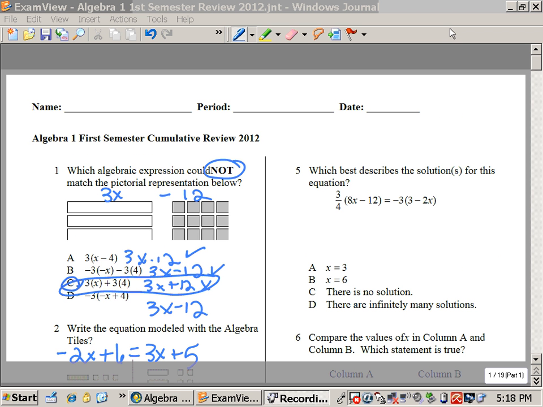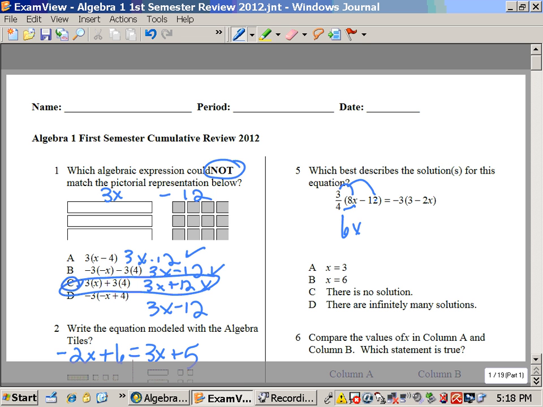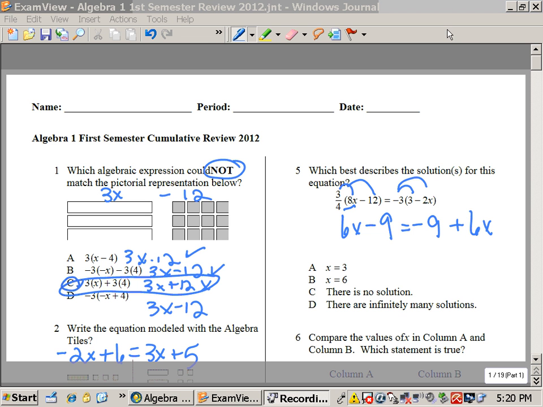Number 5, I need to distribute first. So I'm going to multiply 3 times 8, which gives me 24. Divided by 4 is 6x. 3 times 12 is 36. Divided by 4 is 9. On the right-hand side, negative 3 times negative 3 is negative 9. And negative 3 times negative 2x is plus 6x.